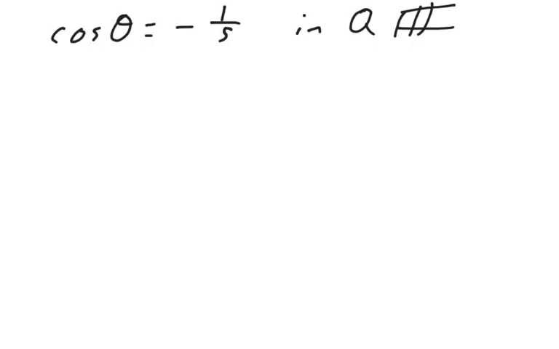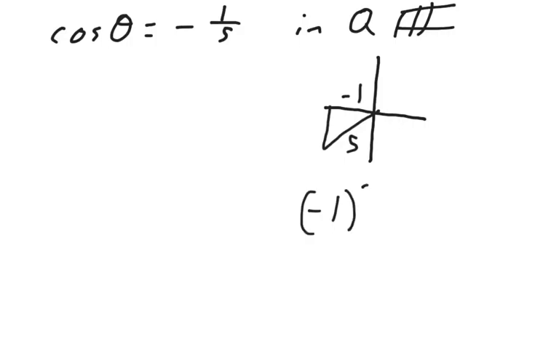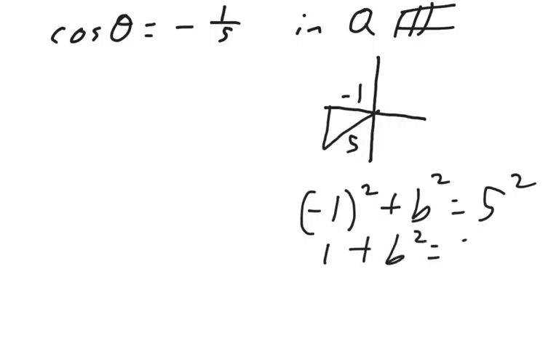Alright, so let's say that we have the cosine of theta equals -1/5. And just to get everything lined up here, let's figure out what the sine is. So when I do the Pythagorean theorem, we get 1 plus b squared equals 25. So b squared equals 24 when I subtract it from both sides.